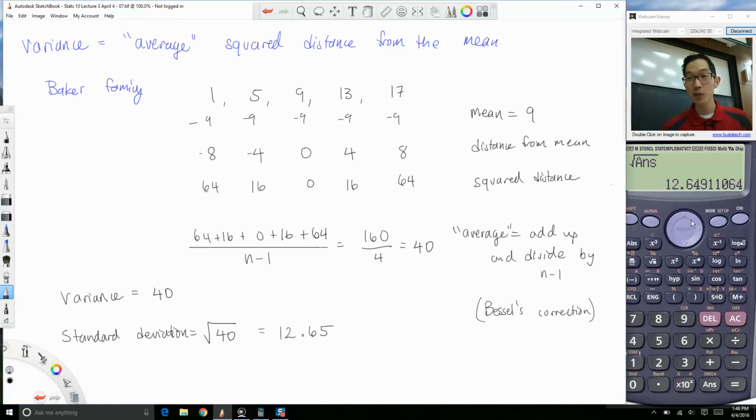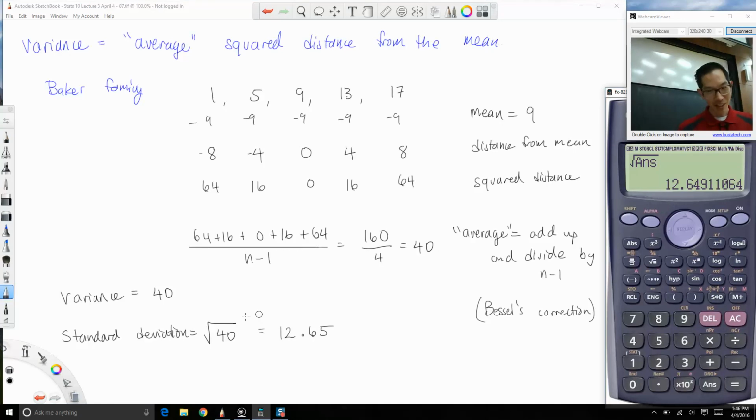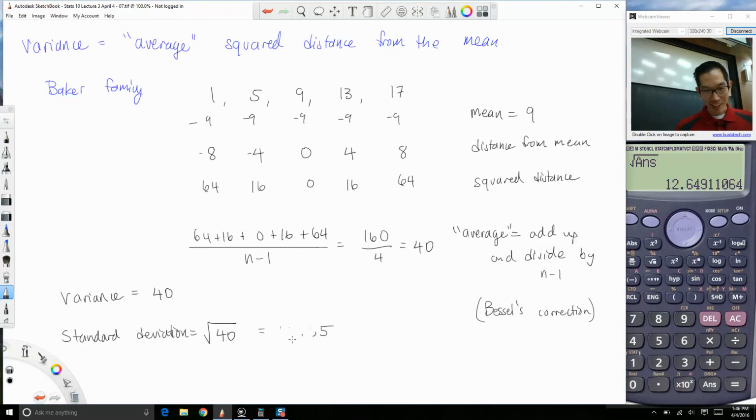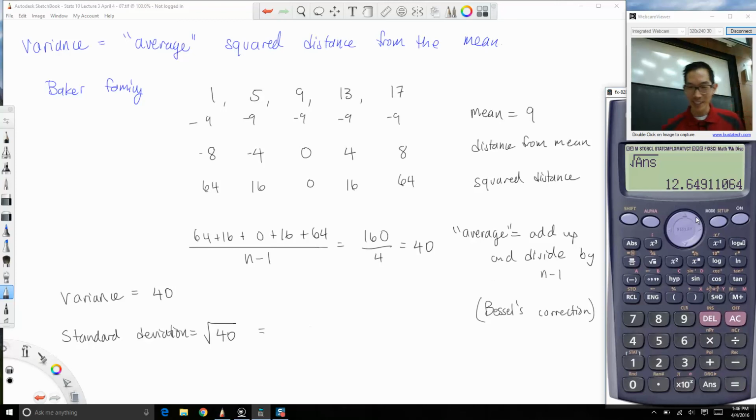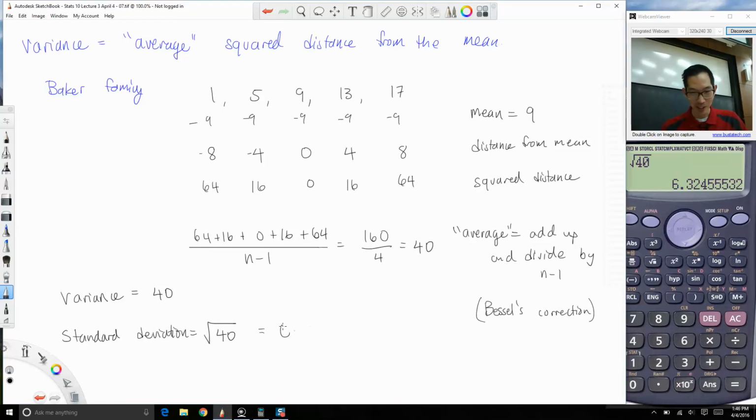I did the square root of 160. After you've been staring at statistics for a long time, you can tell when certain things don't feel quite right. The square root of 40 is what I want. Thank you for pointing that out. Yes, 6.32 feels much better. So my standard deviation is 6.325.